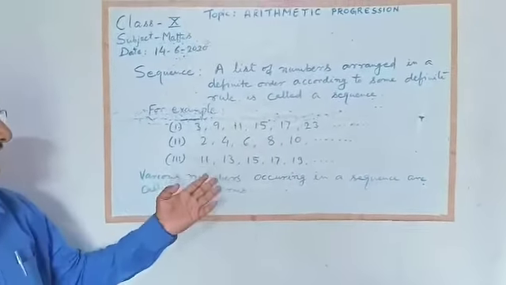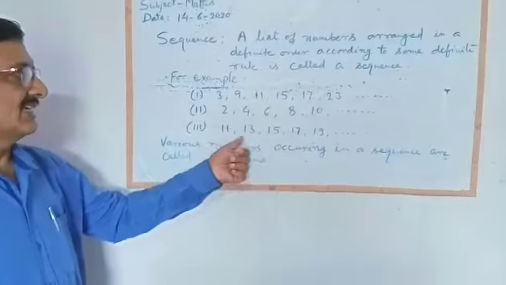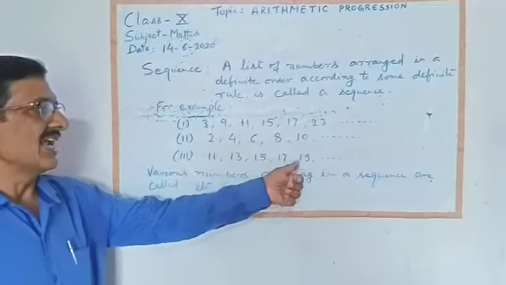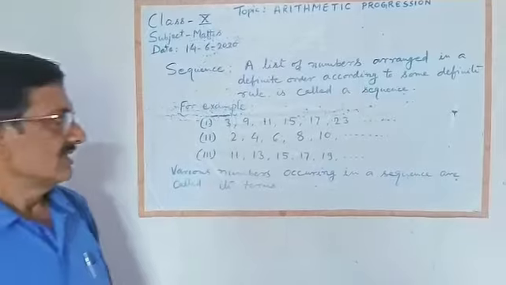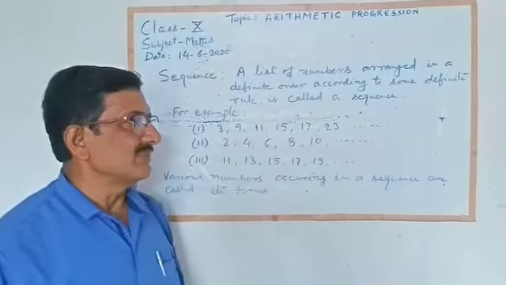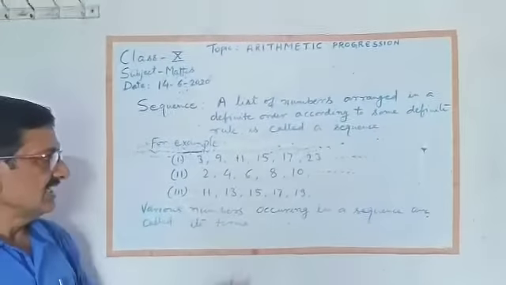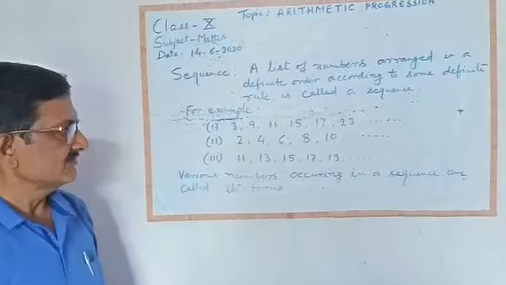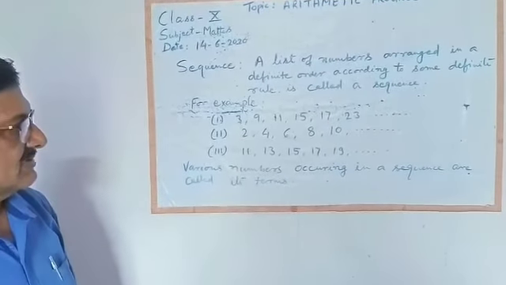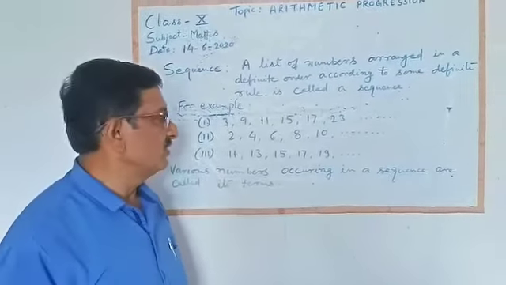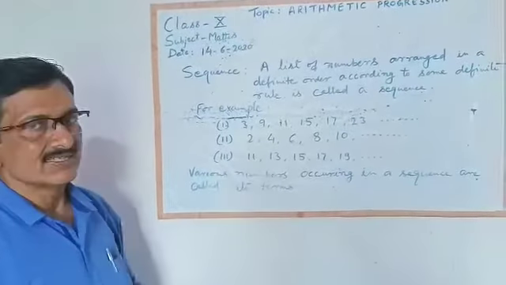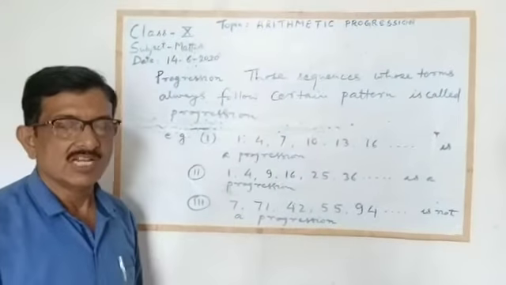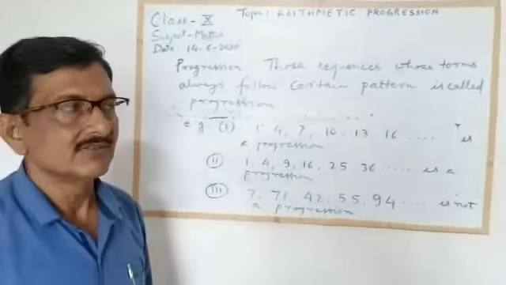In the third example, it is 11, 13, 15, 17, 19. Here also we are observing that each succeeding number is greater than its preceding number by 2. So here also we are getting a sequence. Now we will learn about progression.